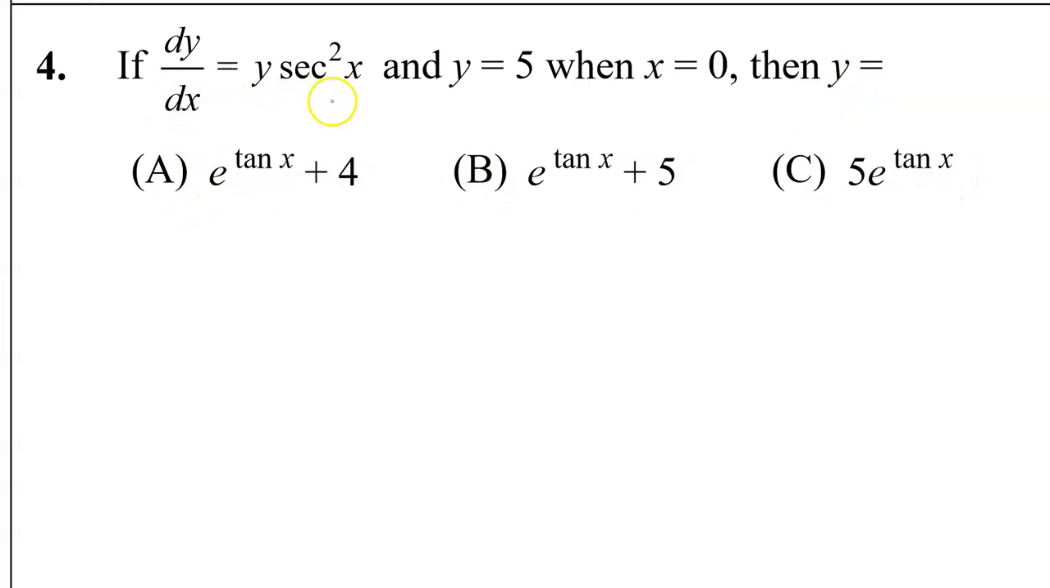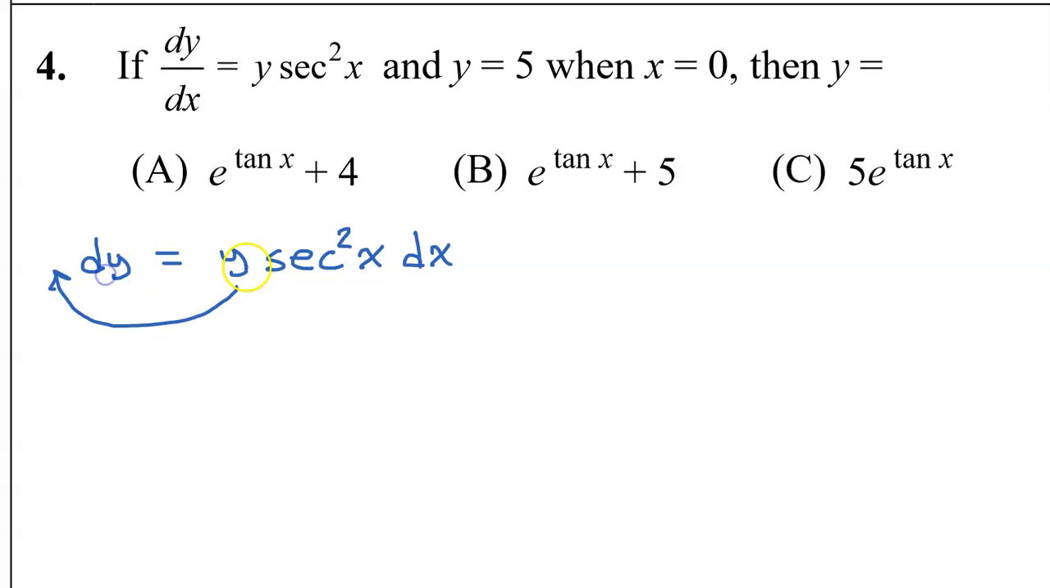This is a separable differential equation. So let's begin to solve by getting all of the y's on the left and all of the x's on the right. We can move the dx over to the right by multiplying both sides of the equation by dx. Now the x's are on the right. We need the y's on the left. We can move y over to the left by dividing both sides by y.